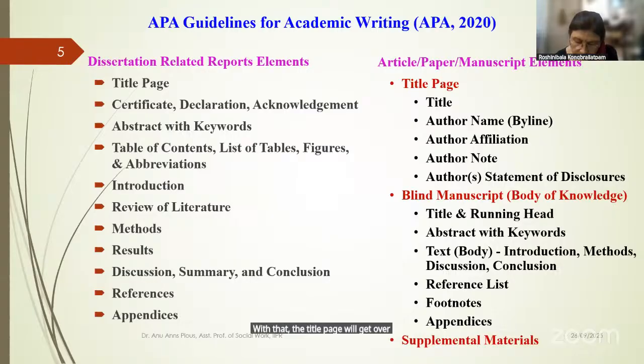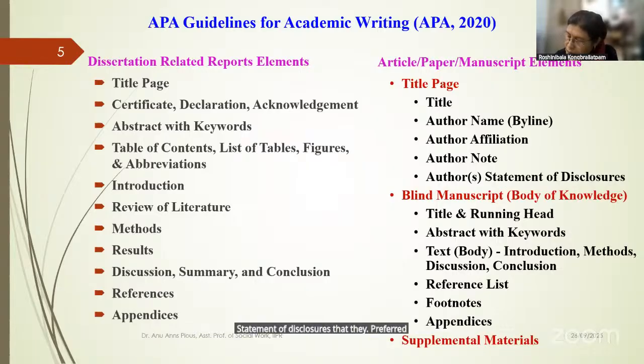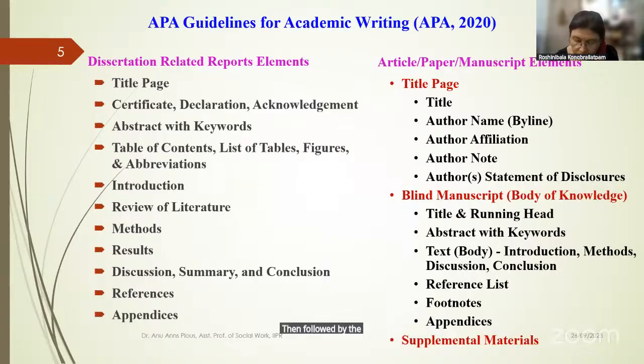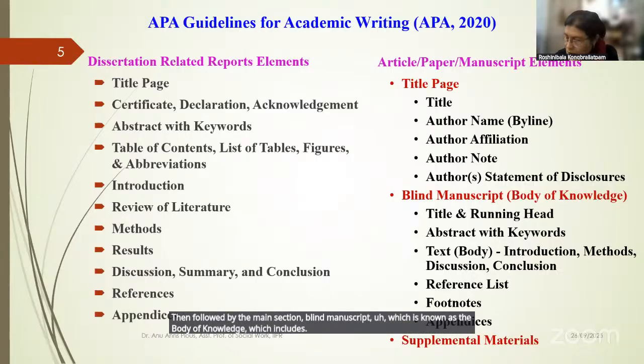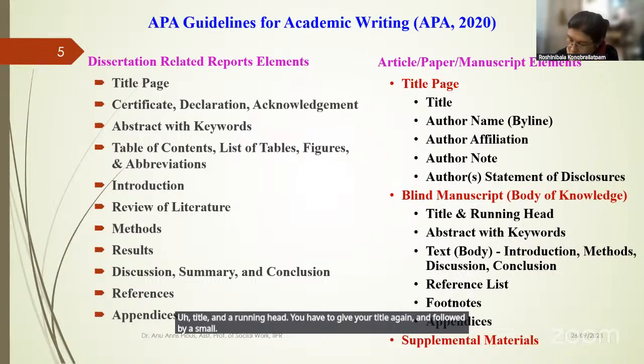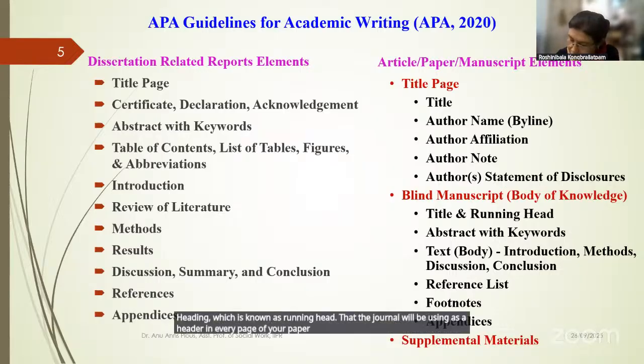And all the journals will have a clear, specific format of the statement of disclosures that they prefer. You have to refer to those websites, get that statement, and replace it with your information. That's all. Then followed by the main section, the blind manuscript, which is known as the body of knowledge, which includes a title and a running head. You have to give your title again, followed by a small heading, which is known as the running head, that the journal will use as a header on every page of your paper after publishing.